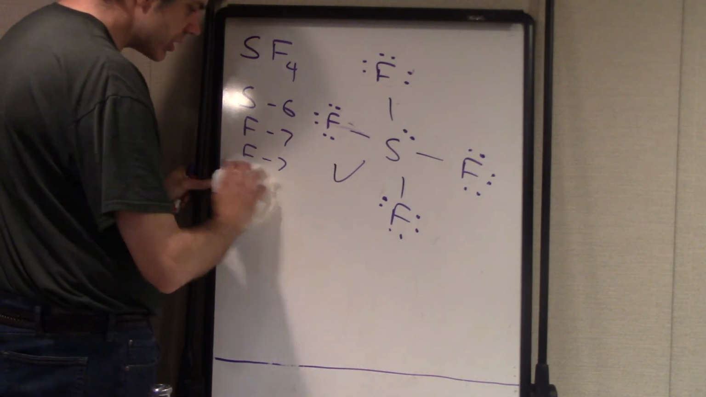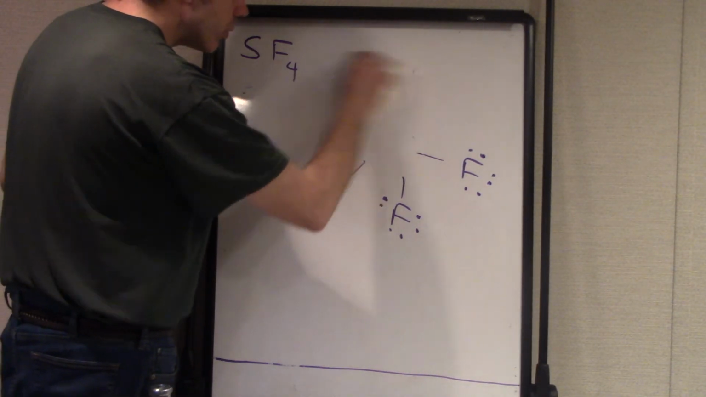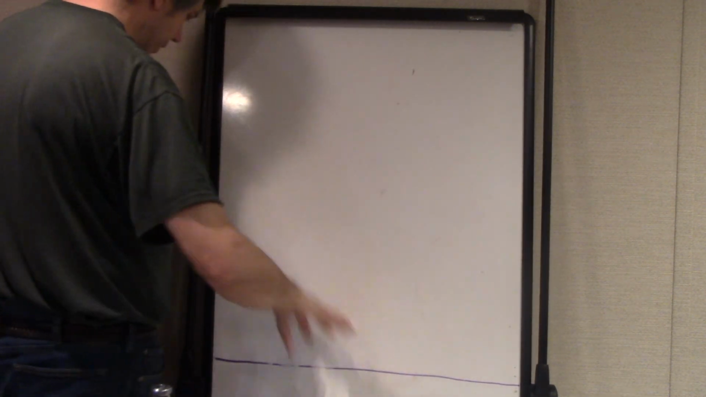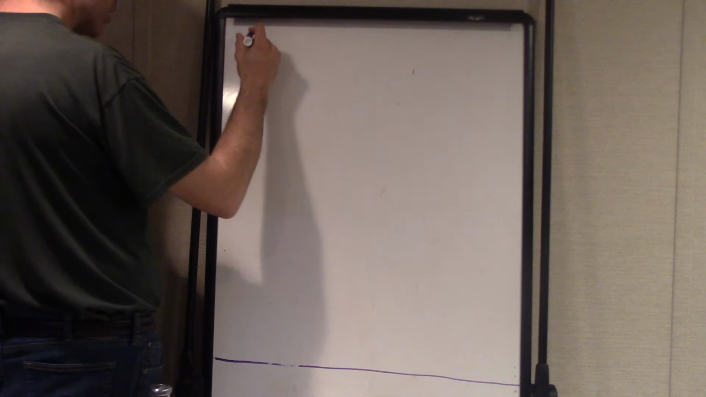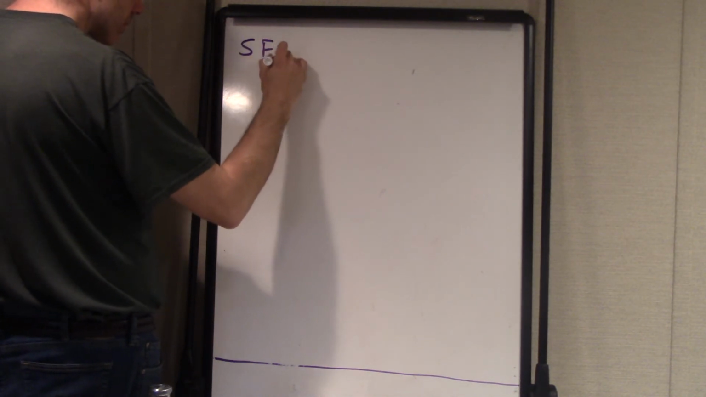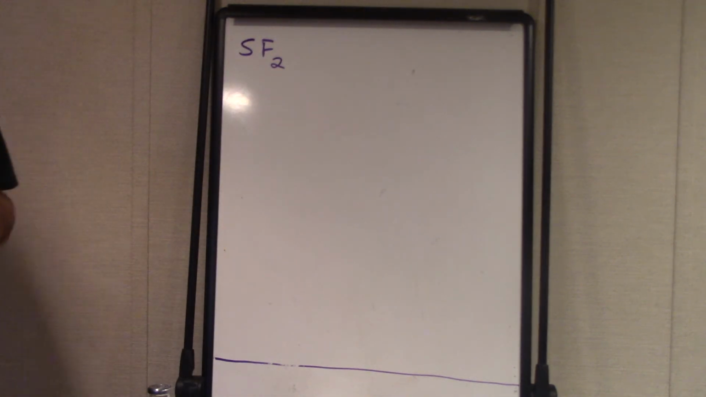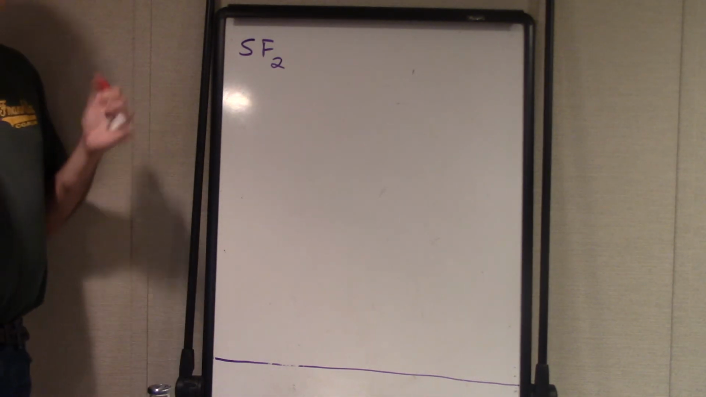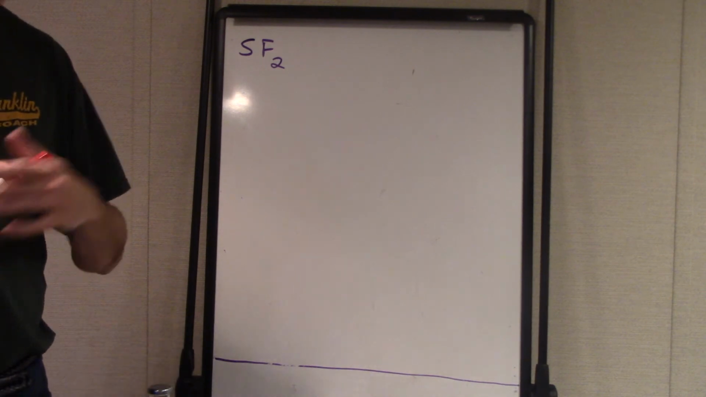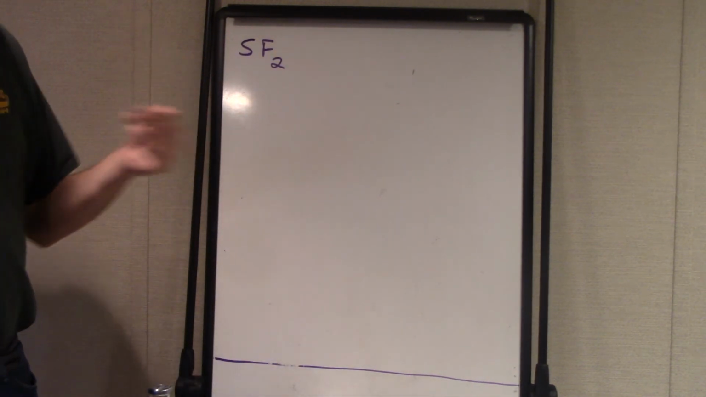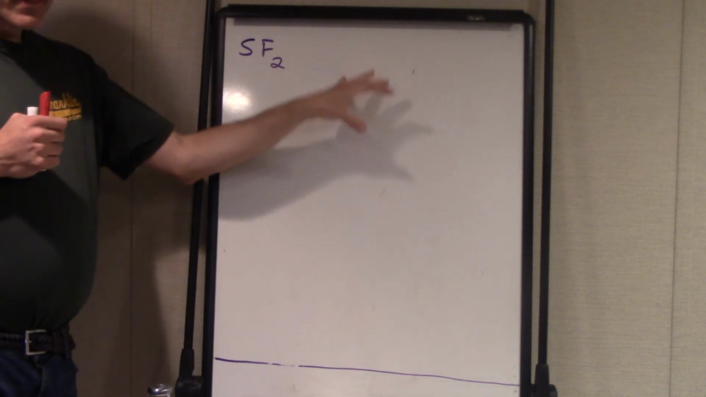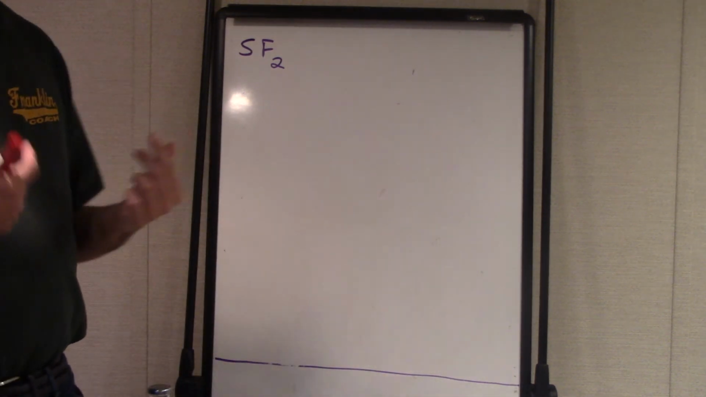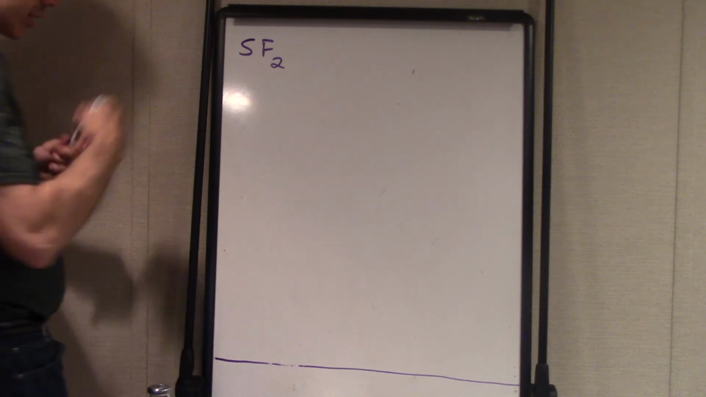I want to do one more example with these expanded octets. And for this one, I'm going to use this molecule, SF2. Now, before we do this one, I'm going to skip ahead a little bit. If you follow my set of instructions for how to write Lewis structures, this one wouldn't come about. But with some other techniques, you might accidentally write something that is incorrect here.